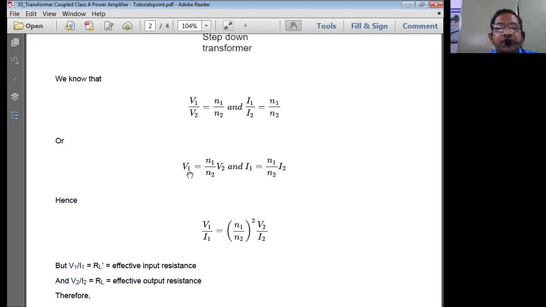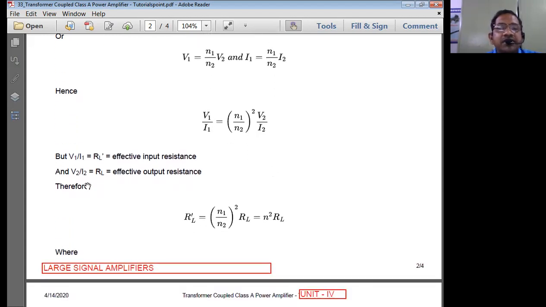Now I can write V1 by I1 as N1 by N2 whole divided by N2 by N1, which is N1 by N2 whole square into V2 by I2. Now, what is voltage by current? It is resistance. On the primary side, I can write this as RL dash, and on the secondary side as RL. RL dash is the effective input resistance, and RL is the effective output resistance.